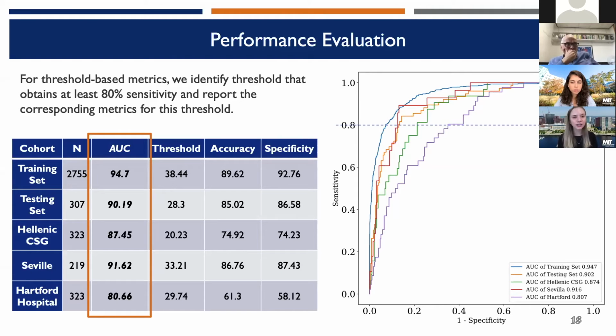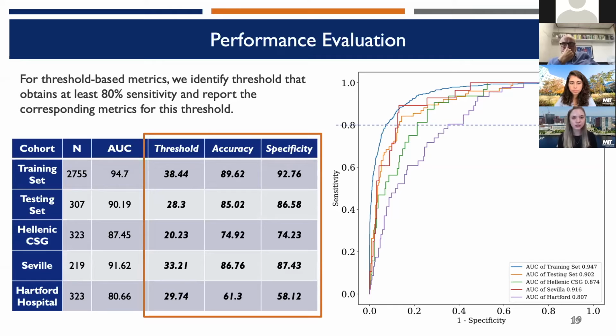Interestingly, the Seville data set has an even higher AUC than our derivation test set. We see overall, while there's a slight loss on some of the validation sites, which could be a function of differing levels of hospital congestion or differences in the population, we still see strong performance of over 0.8 across the board. We then look at the threshold-based metrics.